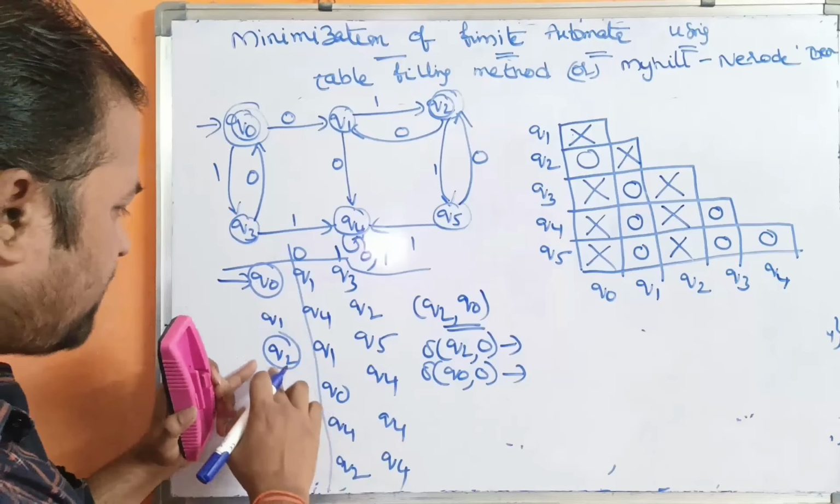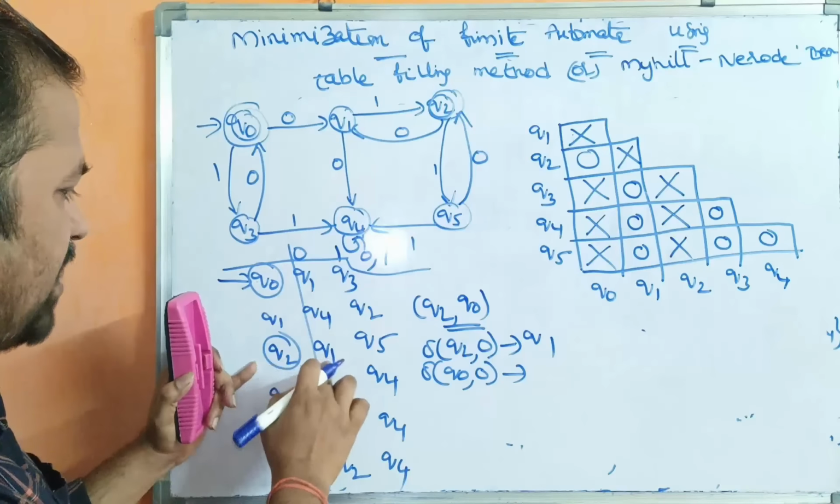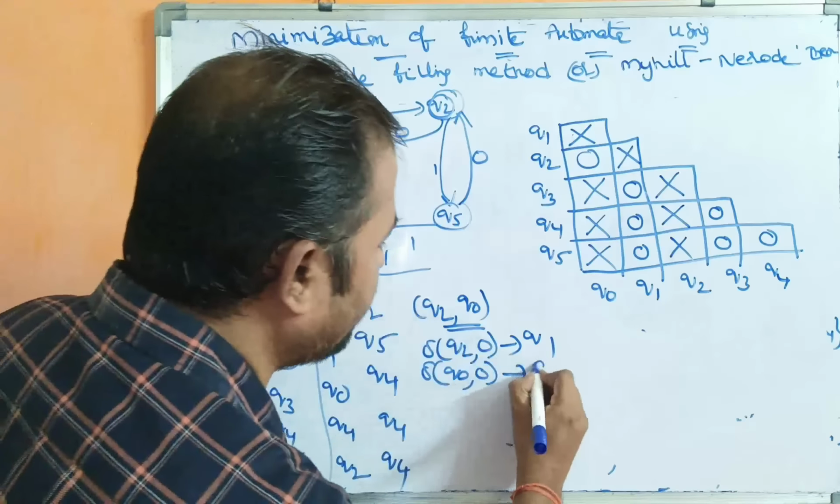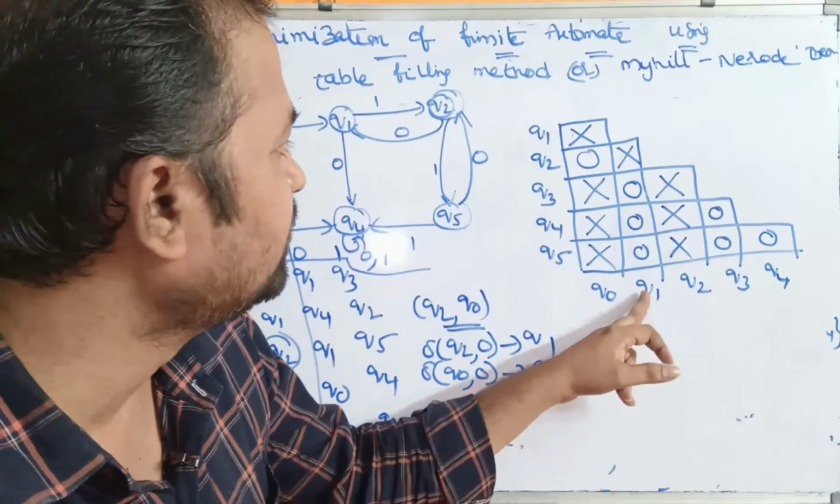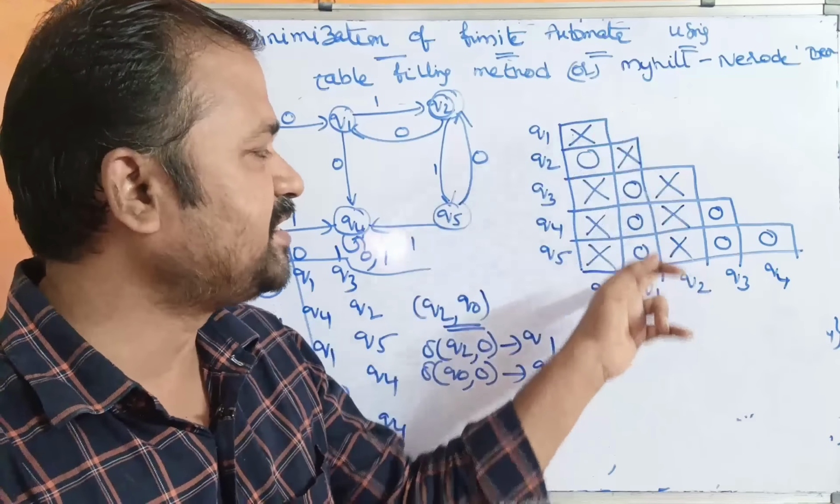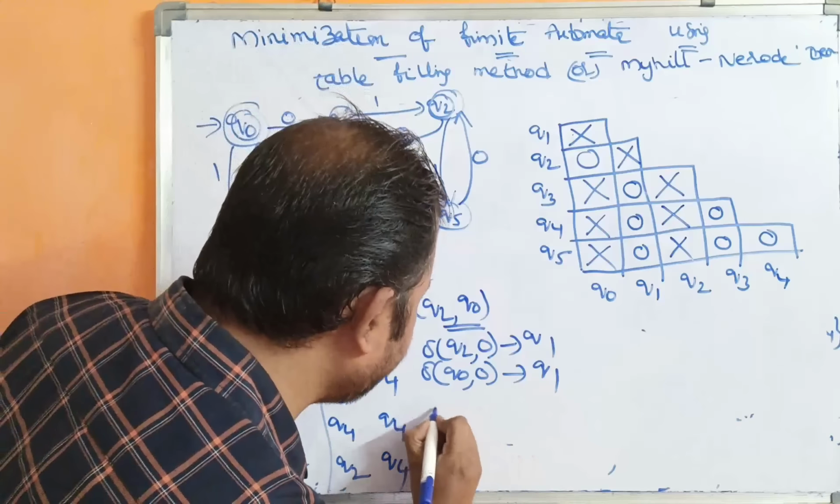What is Q2 comma 0? Q2 comma 0 means Q1. Next, Q0 comma 0 means Q1. So we get Q1, Q1. We don't have any pair like Q1, Q1, so for Q1, Q1 we don't have any box. So let us apply the next transition.